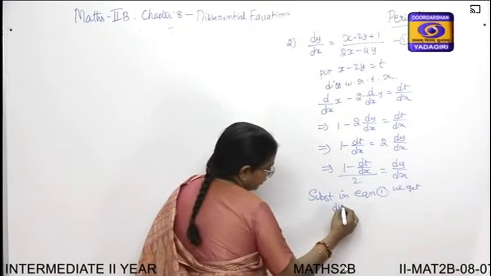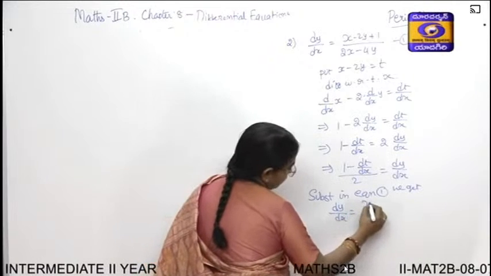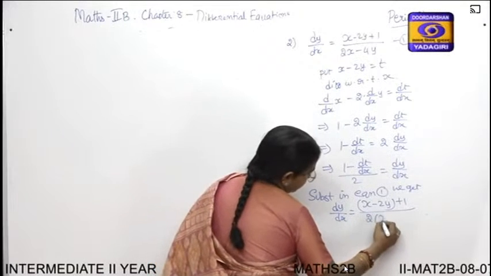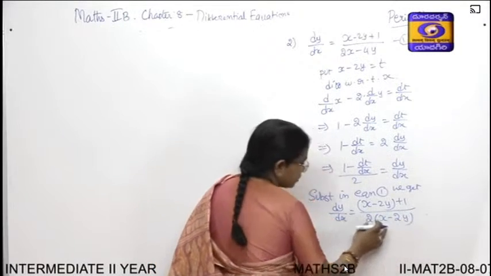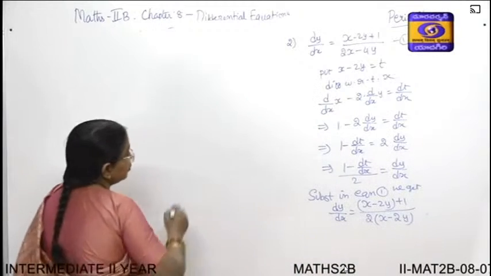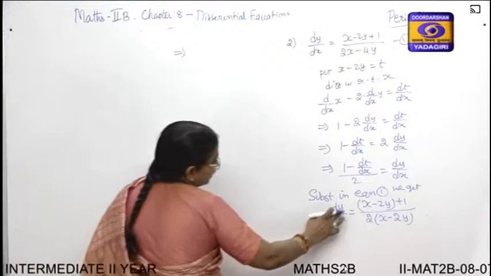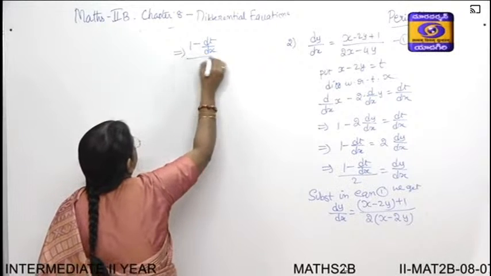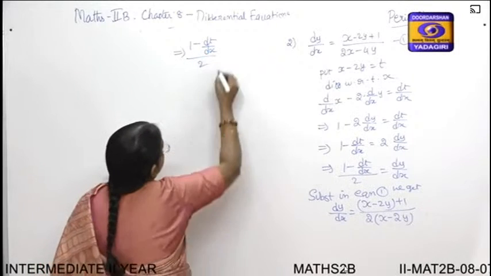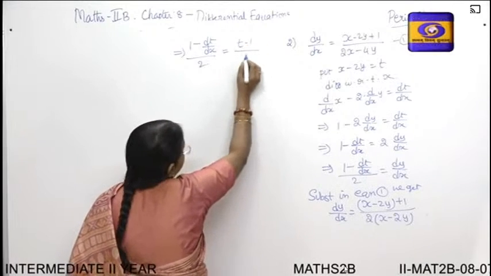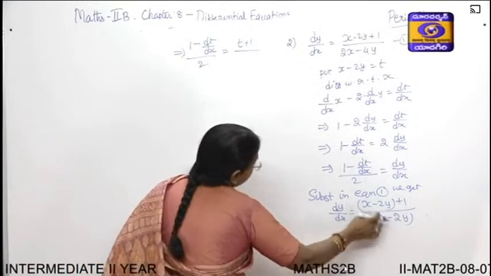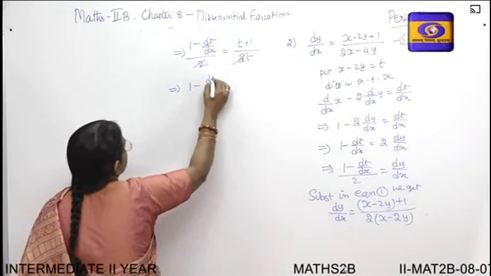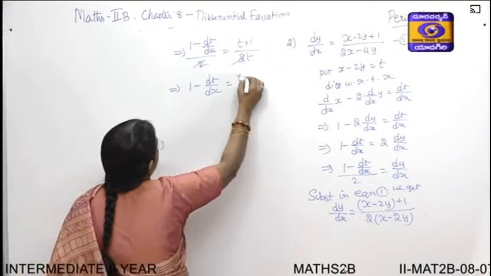What is our equation? dy by dx is equal to (x minus 2y plus 1) by 2 into (x minus 2y). I'll put x minus 2y in brackets so that I can write it as t. So x minus 2y you are taking as t, no? So the equation becomes (1 minus dt by dx) by 2 is equal to (t plus 1) by 2t. So 2 and 2 will get cancelled. So it is 1 minus dt by dx is equal to (t plus 1) by t.